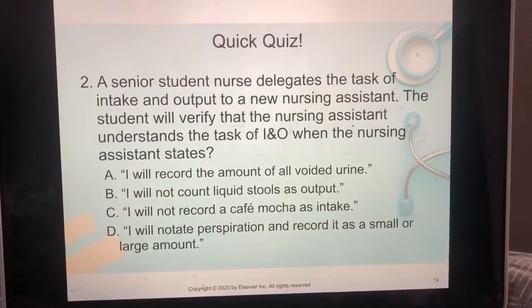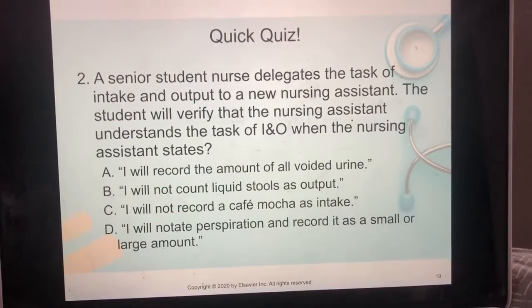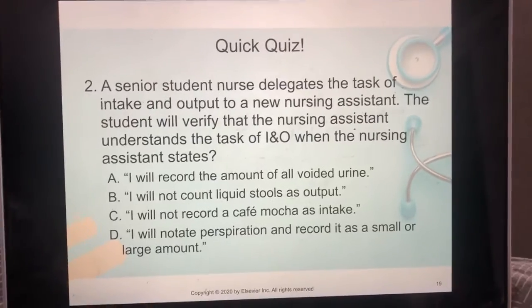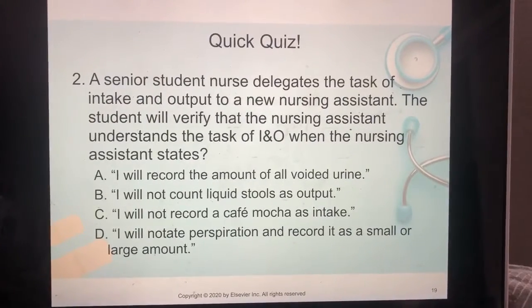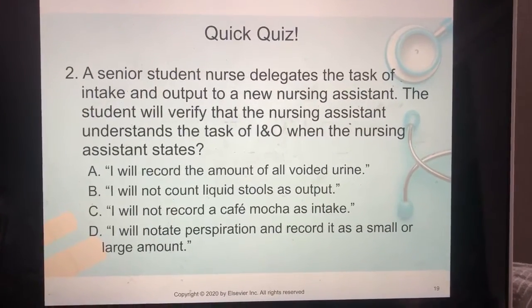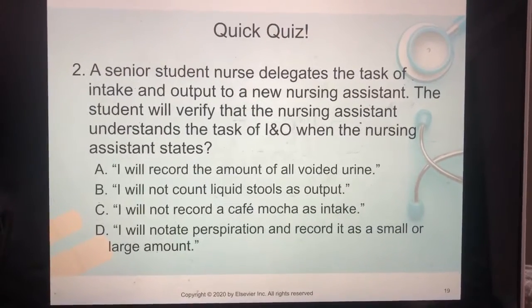A senior student nurse delegates the task of intake and output to a new nursing assistant. The student will verify that the nursing assistant understands the task of I&O when the nursing assistant states which of the following.